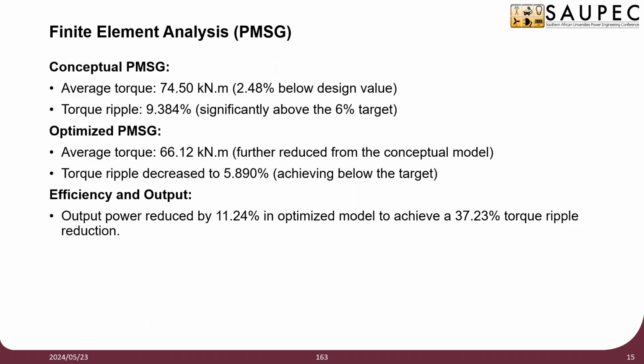The designed PMSG model had a higher than designed torque ripple, just like the WRSG, which was also reduced to below 6% after optimization, to a value of 5.89%. However, the output power of the design also decreased by 11.24%, as the average torque went from 74.5 kilonewton meters to 66.12 kilonewton meters.